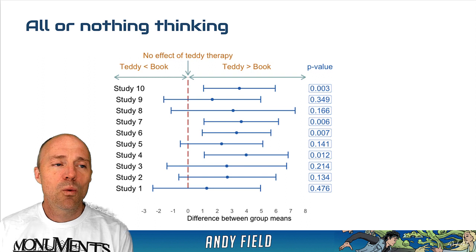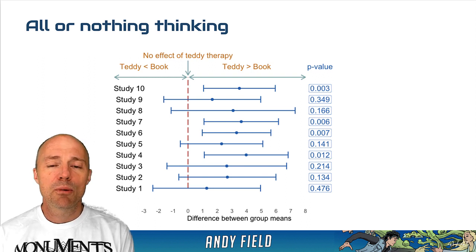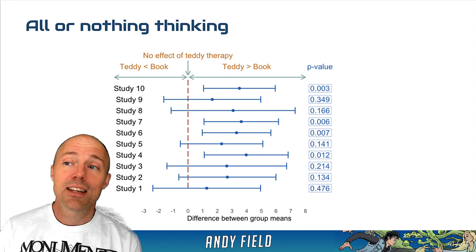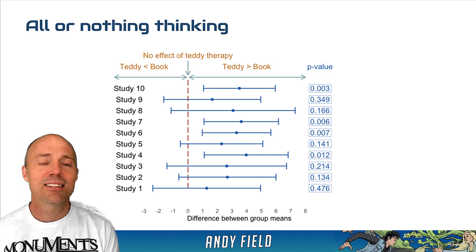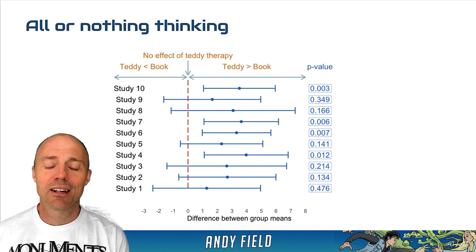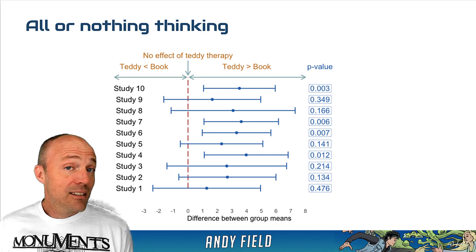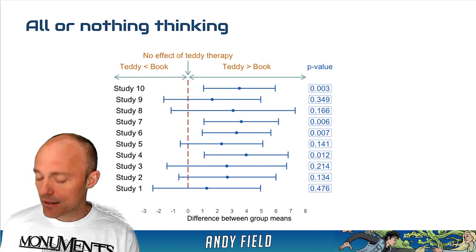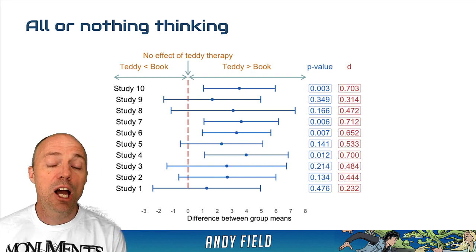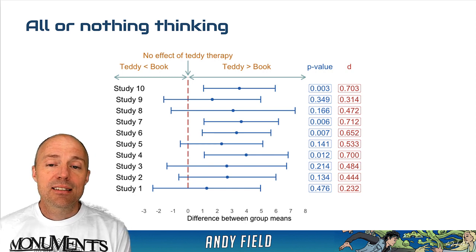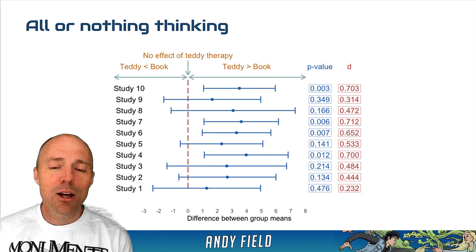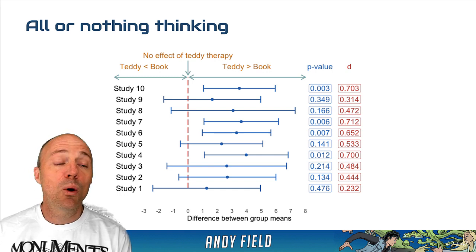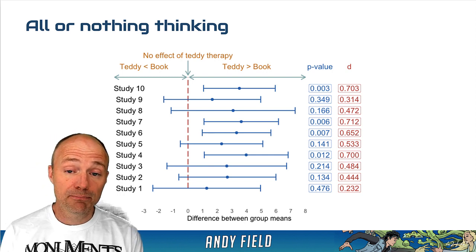Now, what happens if we go back to this diagram, so where we looked at our 10 studies of teddy bear therapy, and we looked at the p-values, and we concluded there's inconsistency in the results. 6 studies say there's a non-significant effect, 4 studies say that there's a significant effect. And I said this kind of focuses your attention on inconsistency. What happens if we look at the effect size? So I've got the effect sizes here expressed as Cohen's d. So this is the difference between means expressed in terms of standard deviations. So for example, in study 10, the difference between means was 0.7 of a standard deviation.